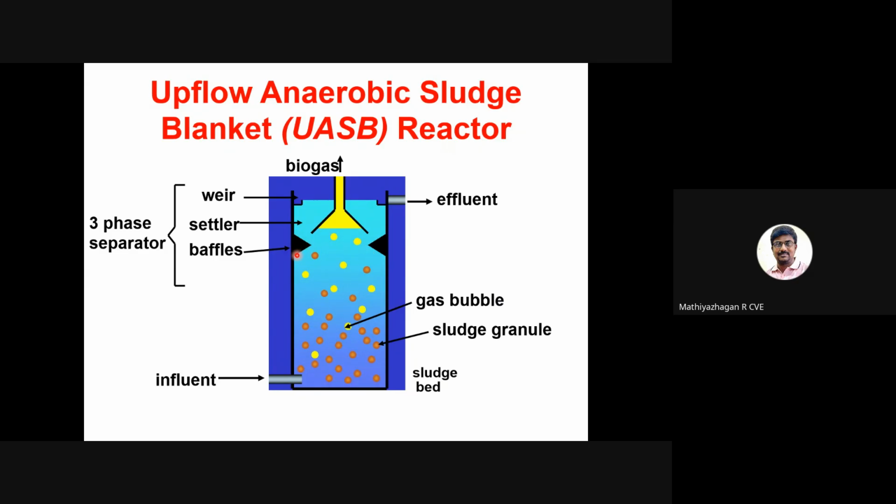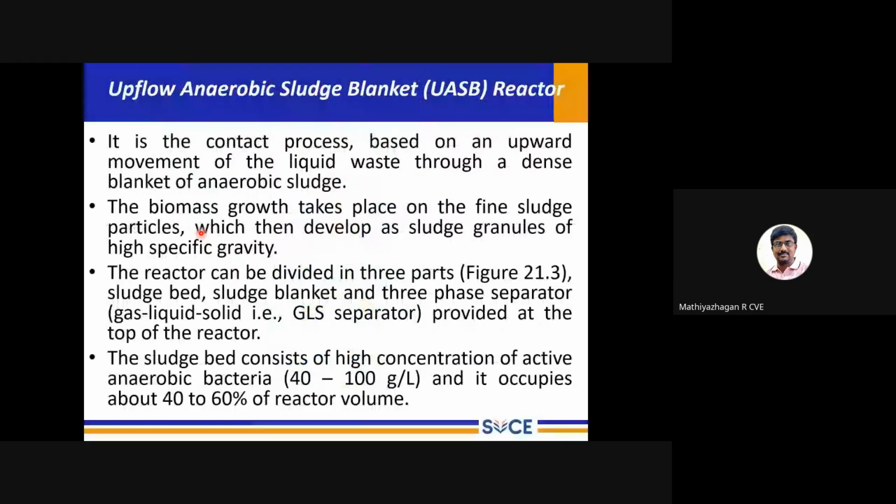We have this baffle. This particular top portion is called the GLS. The top portion has the GLS separator, that is the gas, liquid, and solid separator. Once it strikes the baffle, the gas particles are separated and collected in the dome structure. Then the granular particles settle down. If some escape into this zone, this zone acts as a settling zone, so all the suspended matter settles down. This kind of treatment facility is mostly adopted in some industries.